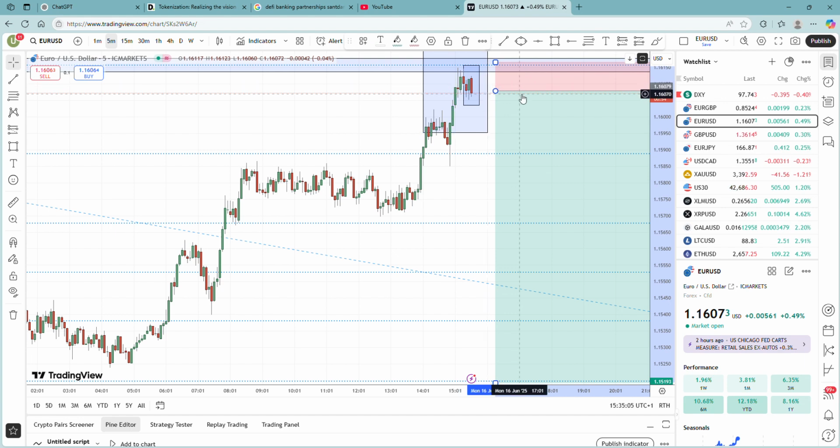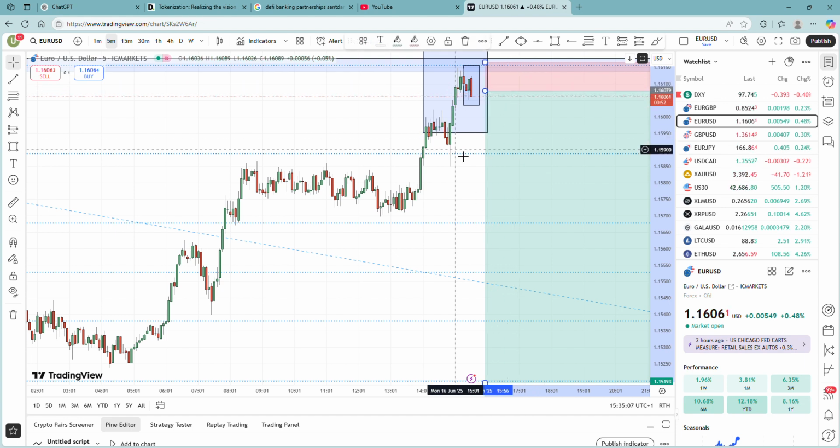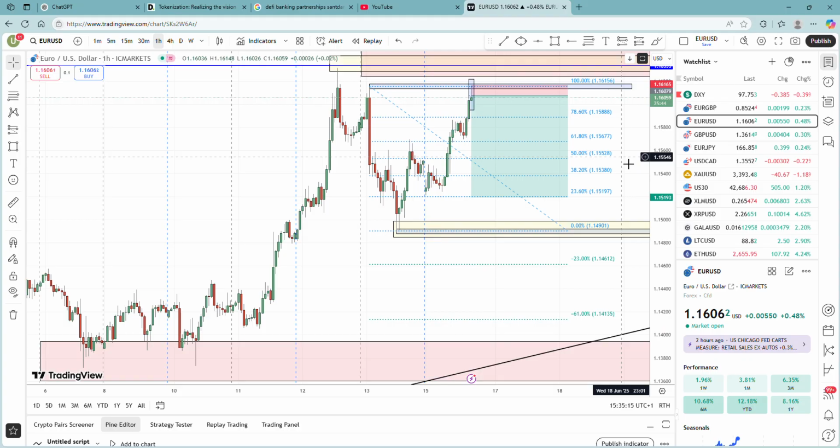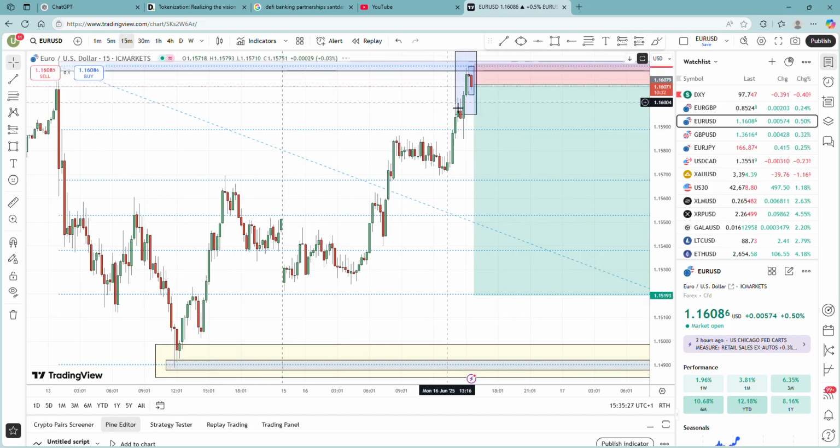So what I'll do is I'm going to enter this trade. Stop loss is 1.165, and TP is 1.15193. Sell. Done. Into that trade, and we'll see how that plays out.